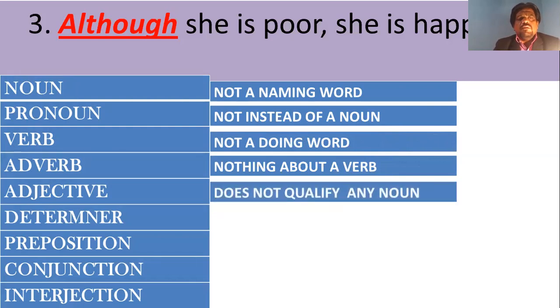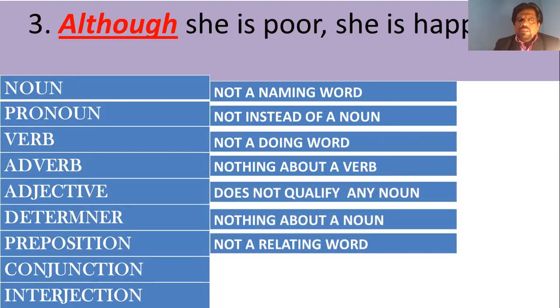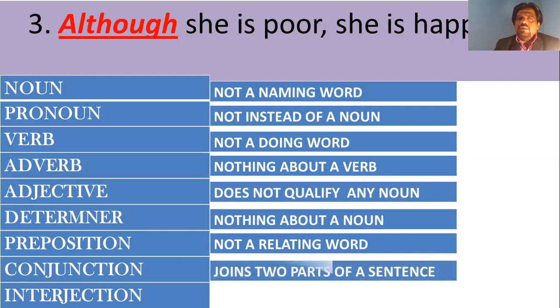Is it an adjective? No, it doesn't qualify what type of girl she is. That word although has nothing to do with what type of girl she is. Therefore, it doesn't qualify any noun. Is it a determiner? As we said, it is nothing about a noun, therefore it is not a determiner. Is it a preposition? No, because it doesn't relate to any other noun. It doesn't show any relationship. It stands apart.